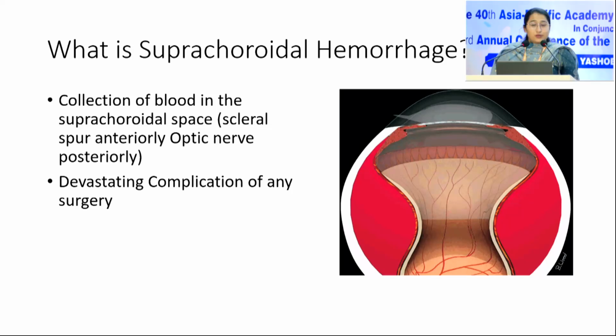We know that suprachoroidal hemorrhage, as Sir rightly pointed out, is a devastating complication that can occur in virtually almost all surgeries. It's the collection of blood in the suprachoroidal space, which is bound anteriorly by the scleral spur and posteriorly by the optic nerve. Usually the suprachoroidal space is a collapsed space wherein there is roughly 10 microliters of fluid present, and through osmotic diffusion there is no fluid normally present. When blood accumulates in this space, it's suprachoroidal hemorrhage. When fluid accumulates, it's choroidal detachment or choroidal effusion.